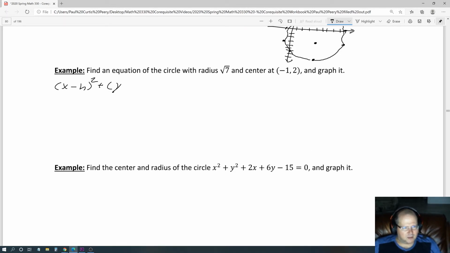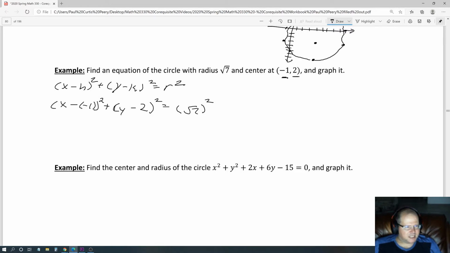Okay, all right, let's plug it in. So x stays, but minus h. Well, what's h? h is that negative 1 right over there, right? So we put the negative 1 there. Again, be careful with the sign. It's minus negative 1, not minus 1. Those are two very different things. Plus, now we say y minus k, k being a 2. So then we square, and r squared is going to be, we plug in our square root of 7 here, but then we square it.